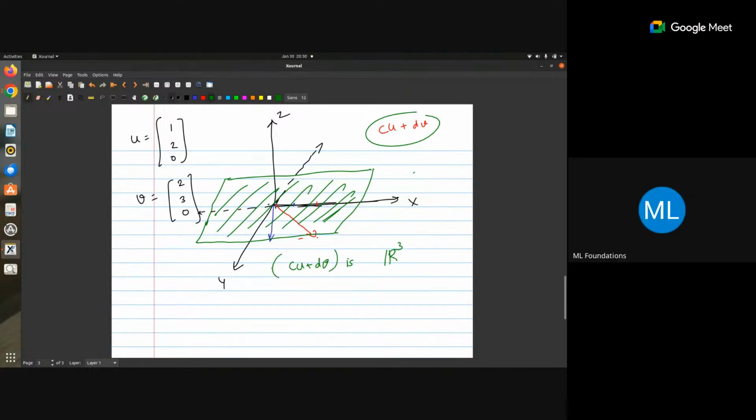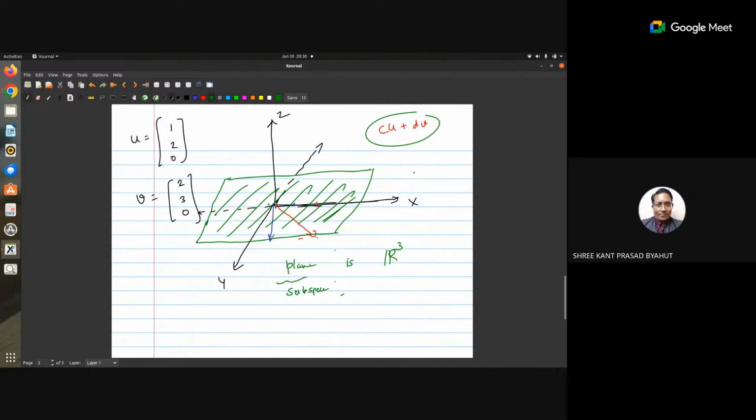Can I say it's a vector space? This is a subspace, right? So this is a subspace, and which denotes basically a plane. The subspace actually is a plane. So this plane is in R3, and it denotes a subspace. Is that okay?